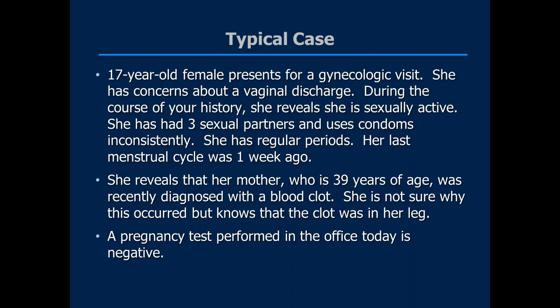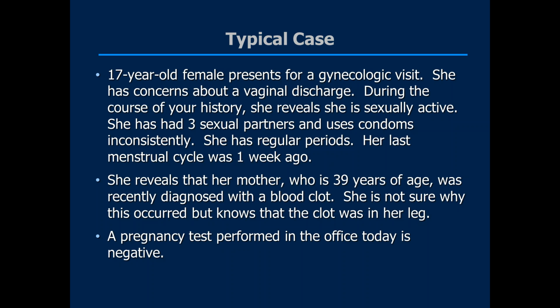So this slide just presents a typical case that might be referred to your clinic. This is a 17-year-old female who originally presented for a gynecologic visit to her family physician because she had some concerns about vaginal discharge. During the history, she reveals that she's sexually active. She's had 3 sexual partners and uses condoms inconsistently. She has regular periods, and her last menstrual cycle was 1 week ago.